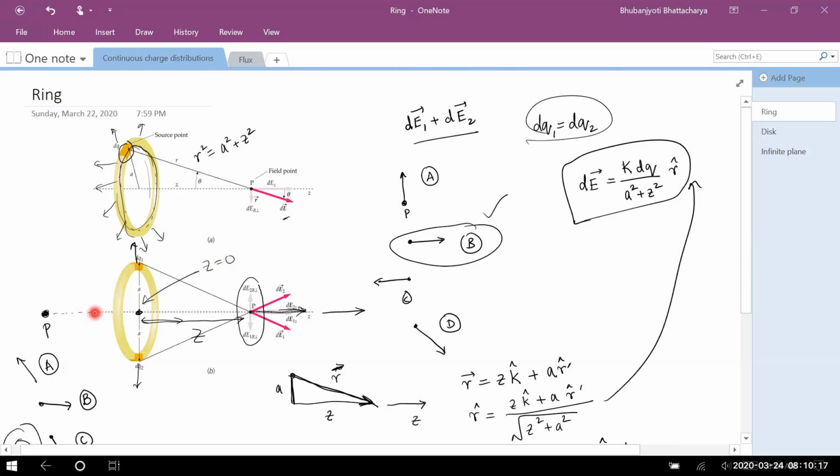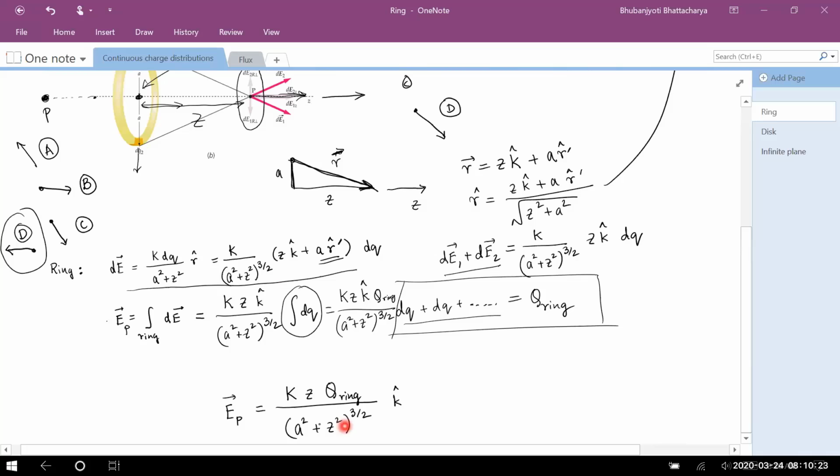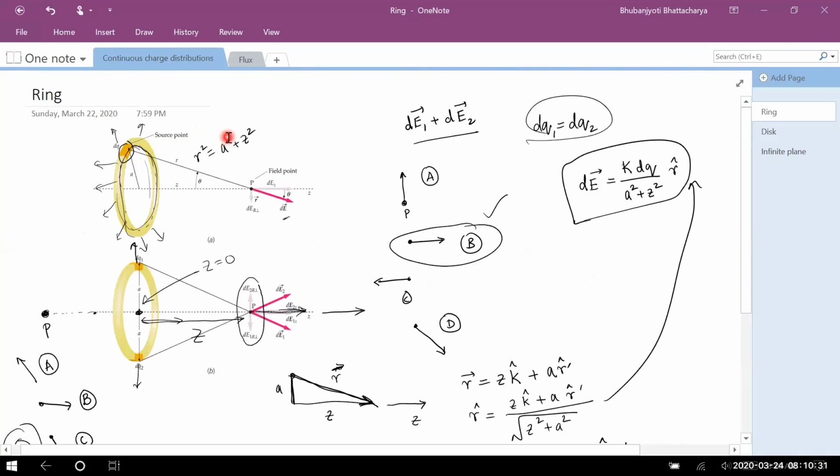So if I now go to Z negative, you see automatically the denominator will not change because that has a Z squared, but the numerator will get a negative sign, which means that if I go to the other side of the ring, then the electric field vector is going to start pointing like this.